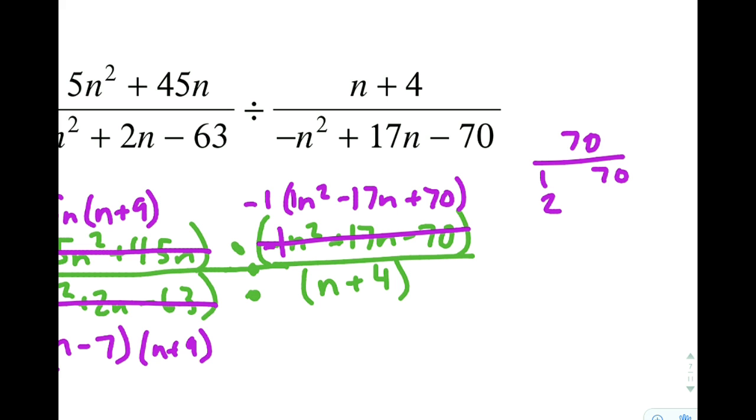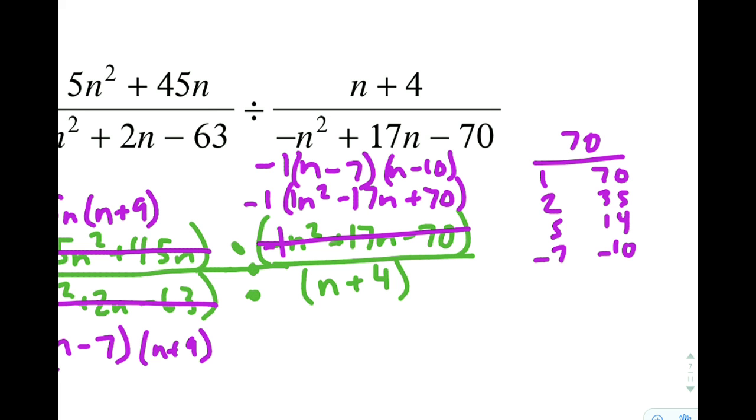So 1 and 70, 2 and 35, 3 doesn't work, 4 doesn't work, 5 and 14, that adds up to 19, so I'm getting close. 6 doesn't work, 7 and 10, 7 and 10 is 17, I need them both to be negative to get negative 17, and now I have my factors, negative 7 and negative 10. So n minus 7, n minus 10. And I keep my negative 1 along for the ride. I can't just throw that out.